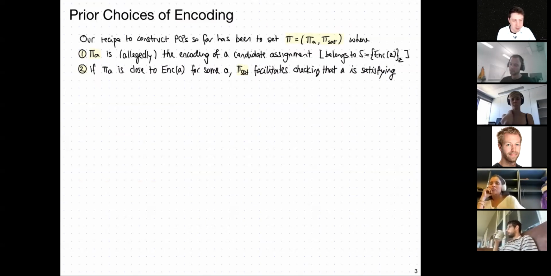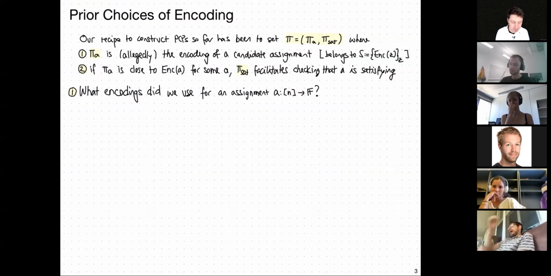Okay, so there is always this two-part structure: encode the candidate assignment, and if the encoding is reasonably close to a valid encoding, then the second proof will let you check that it is indeed a satisfying assignment. That was the paradigm we've been following. And what encodings did we use?